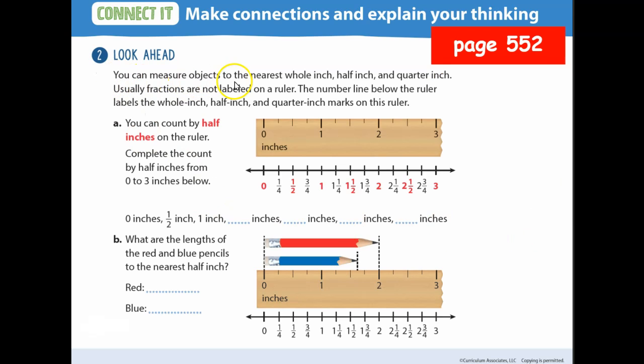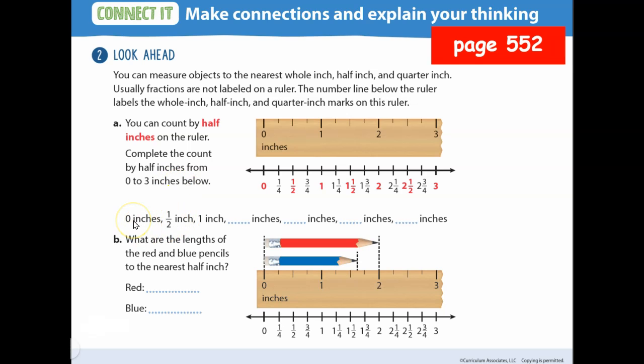Okay, you can measure objects to the nearest whole inch, half inch, or quarter inch. Usually fractions are not labeled on a ruler. The number line below the ruler labels the whole inch, half inch, and quarter inch marks on this ruler. So you can count by half inches on the ruler. Here's 1/2, 2 halves, 3 halves, 4 halves, 5 halves. It says complete the count by half inches from 0 to 3 inches.